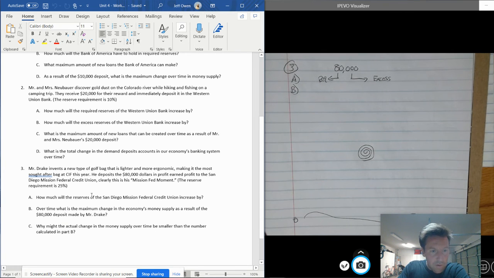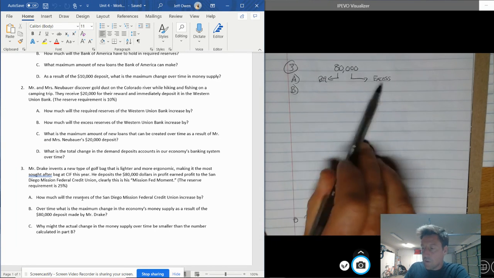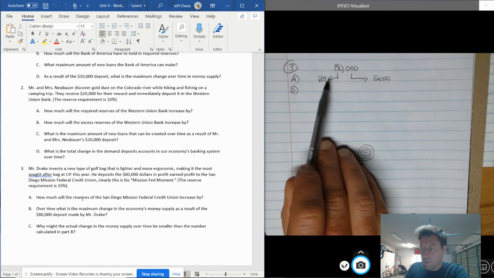How much will the reserves of San Diego Mission Federal Credit Union increase by? Whoa, they just said reserves. They weren't specific. They didn't say required reserves. They didn't say excess reserves. So at this point, we know that it's going to be both, right?